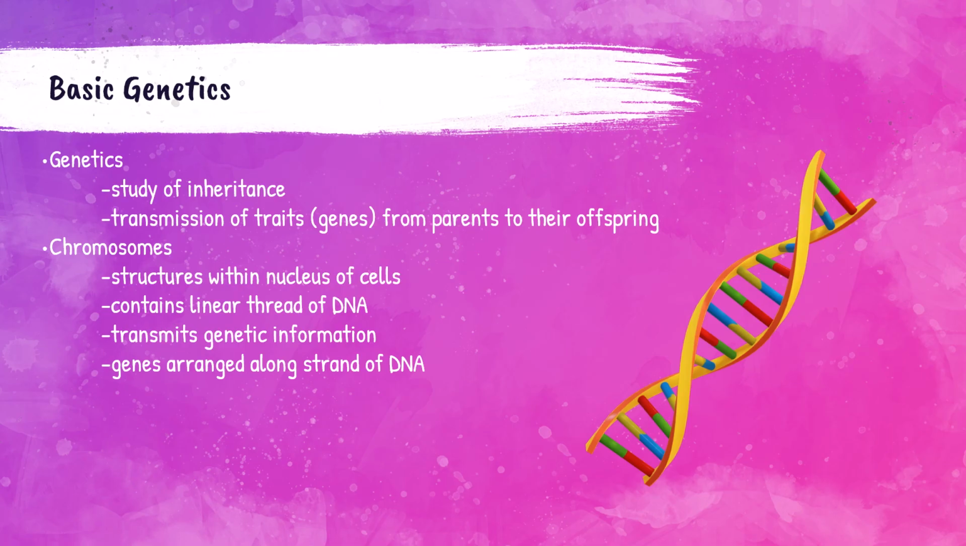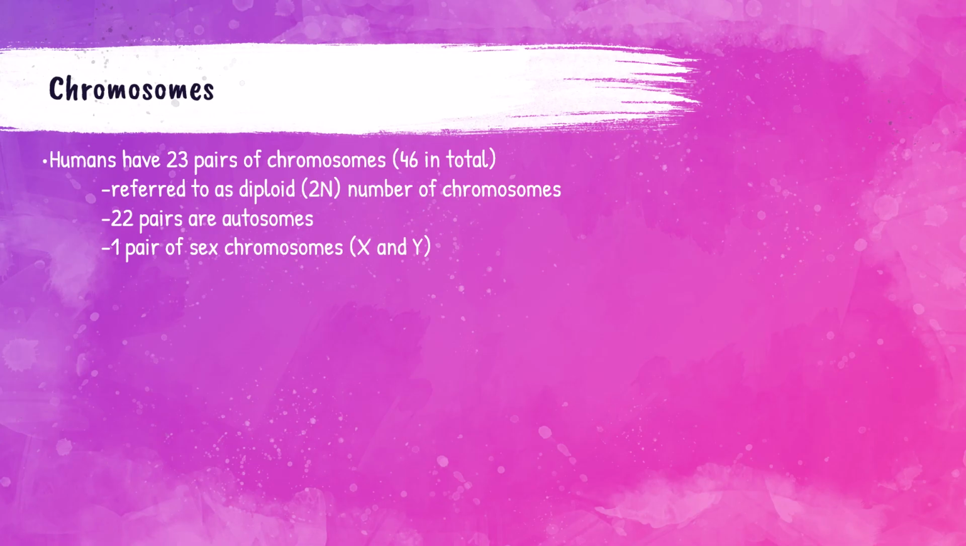Chromosomes are thread-like structures within the nucleus of cells that carry genetic information. They're made up of DNA and proteins and come in pairs. Humans have 23 pairs of chromosomes, or 46 in total. The term diploid refers to two complete sets of chromosomes found in cells. 22 pairs of these chromosomes are called autosomes, and one pair are called sex chromosomes. So autosomes are any chromosomes that are not the sex chromosome pair, and the sex chromosomes are either X or Y.